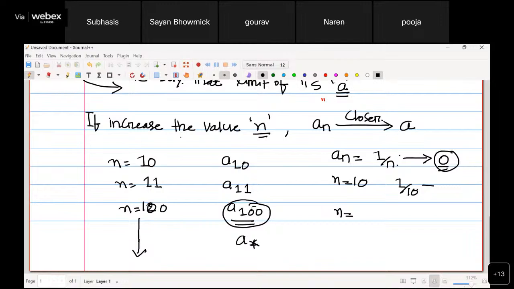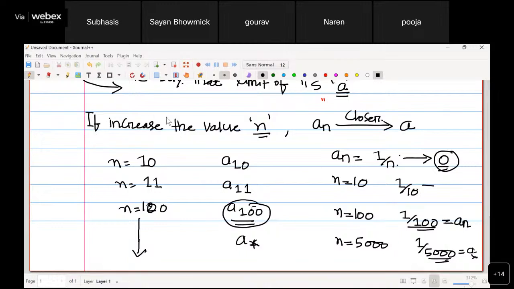But if I increase the value of n from 10 to 100, then I am coming even closer to 0, because 1 by 100 is even closer to 0. Again, if I increase the value even further, maybe say 5,000, I am getting 1 by 5,000. So if I increase the value of n, these terms, 1 by 100, 1 by 5,000, are coming more and more closer to 0. That is the whole idea of this limit.